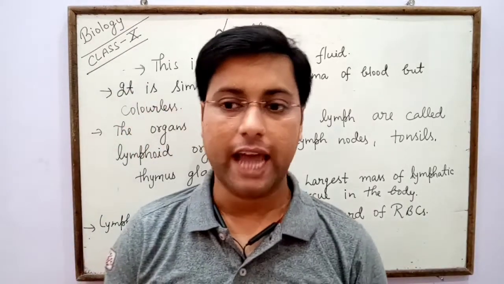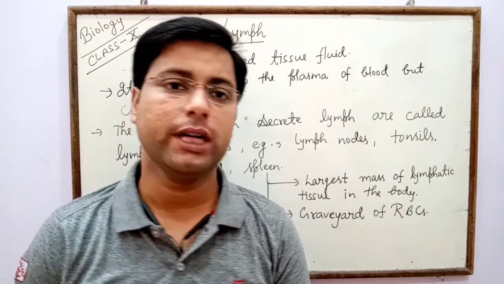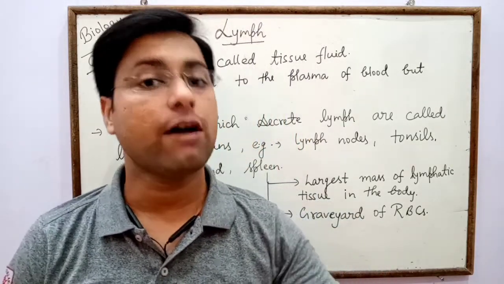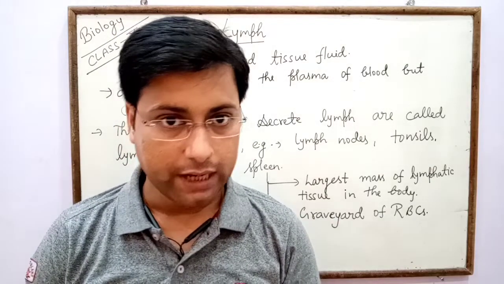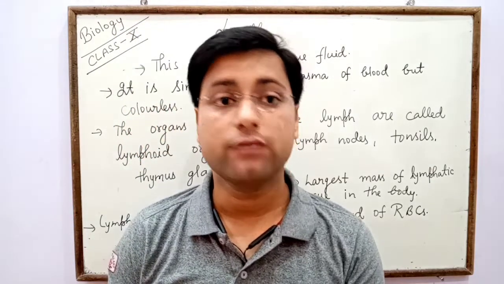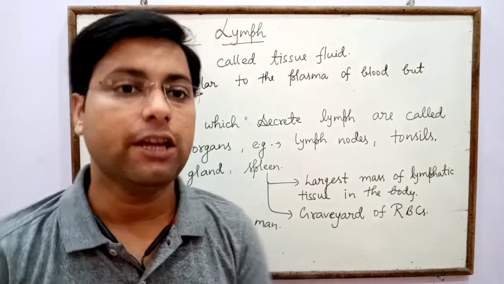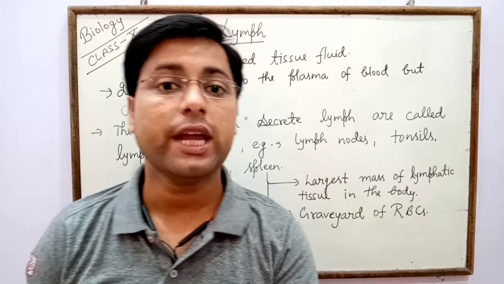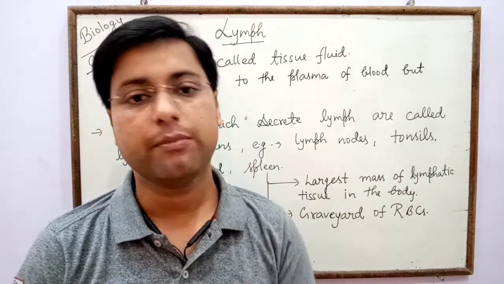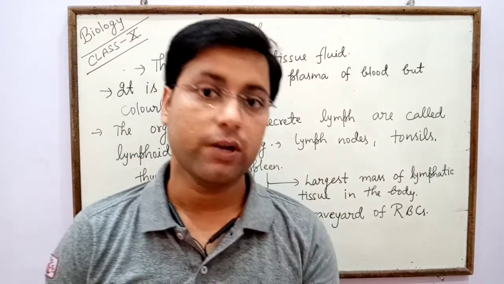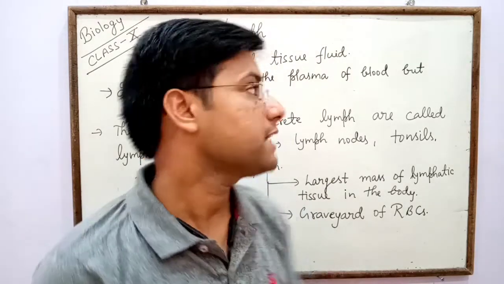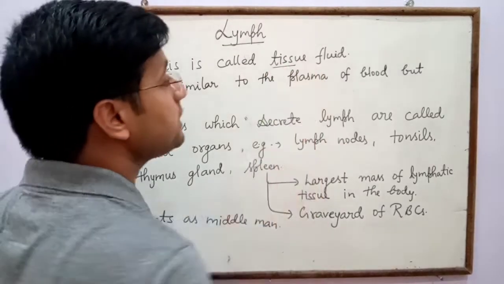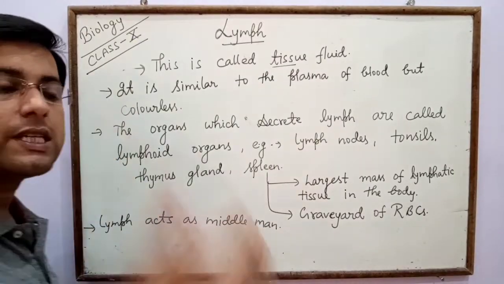Except blood, another fluid, a colorless fluid similar to plasma, is also present in our body. That fluid is called the middleman of the body, that is lymph. Lymph is similar to plasma because in lymph no RBCs are present, meaning RBCs are absent. So it is colorless and similar to plasma. Lymph is also called tissue fluid, the fluid which is present in tissue.